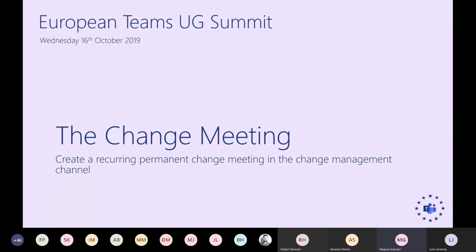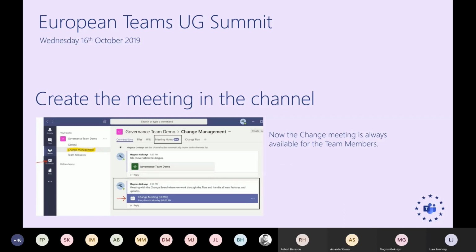It is of great importance that the change board have regular meetings to analyze and discuss the updates that have been identified. So given the pace of change in Office 365, I recommend that you have change meetings with the board at least once a month. So create the meeting in a channel. By opening the calendar and setting up a regular and recurring meeting with the relevant permanent participants, you ensure that the meetings are conducted with the necessary frequency.